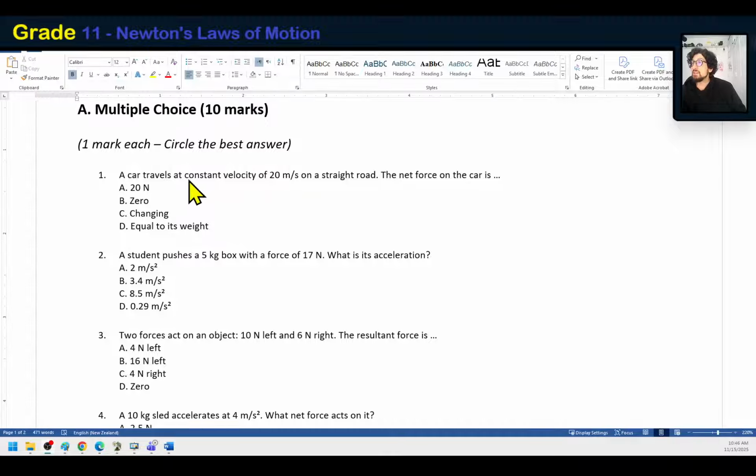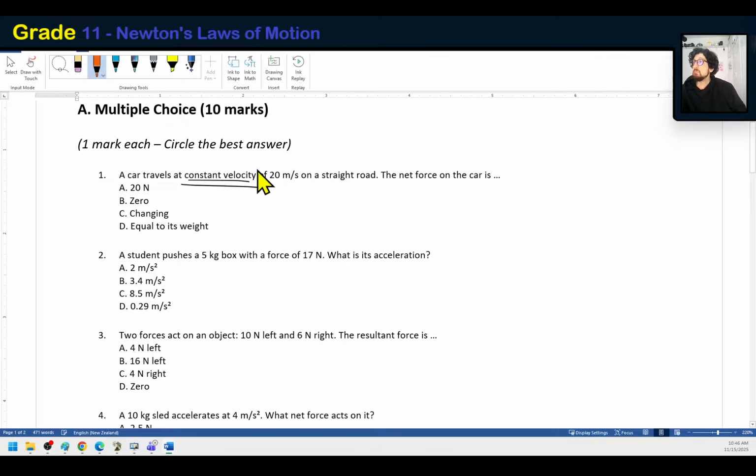Okay, so since it says constant velocity, remember what constant velocity means. Constant velocity means it's not experiencing any acceleration, and of course, force equals mass times acceleration. So if we don't have acceleration, we don't have force. So constant velocity immediately means no force, or the force is zero.